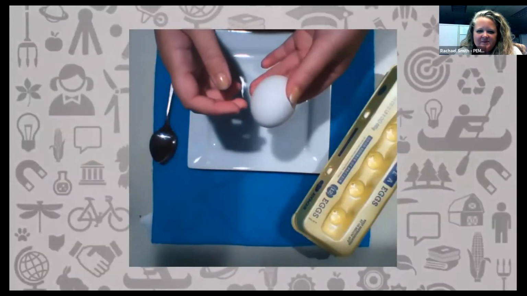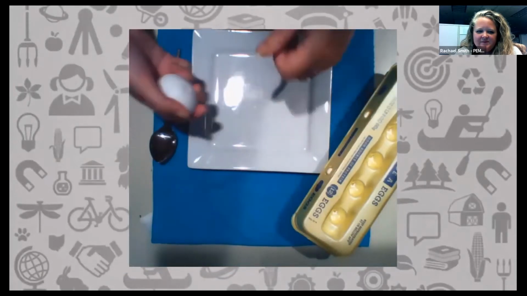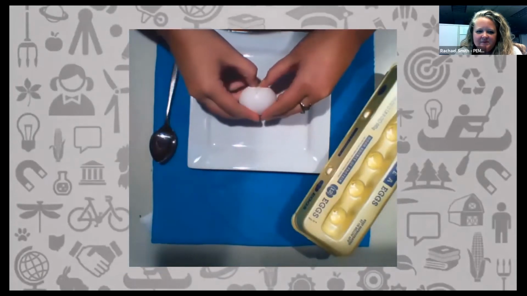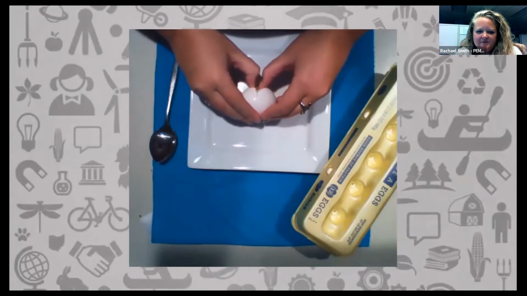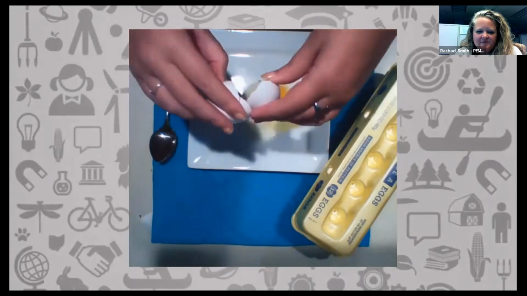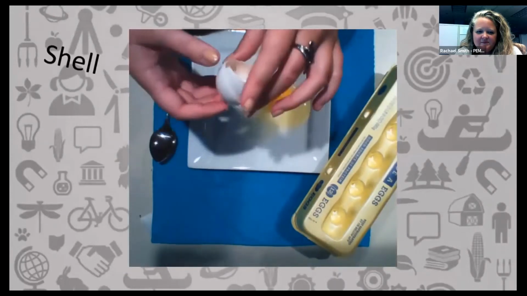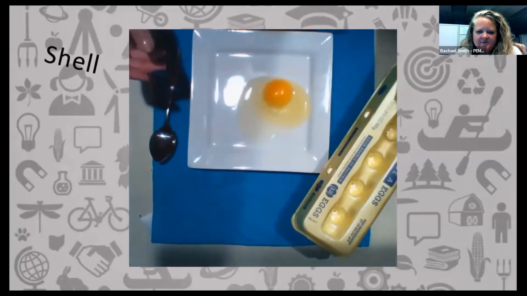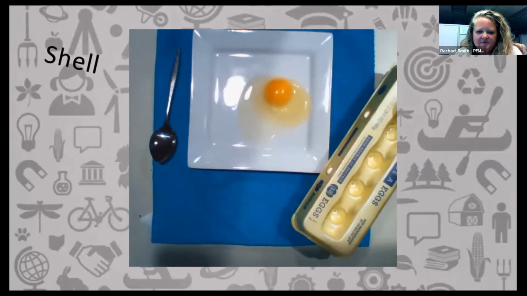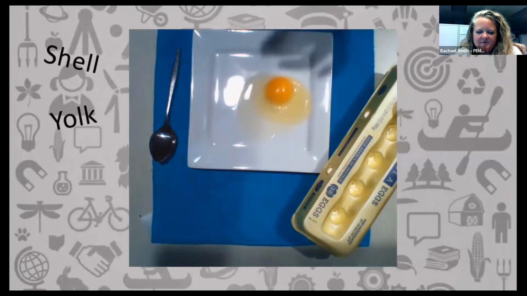So here's my egg. Let's crack it open. And be very careful because you don't want to break the yolk. So, this white part is the shell. I'm sure you guys knew that one. And then this yellow part here in the middle is the yolk. It's the part that feeds the chick while it's growing.